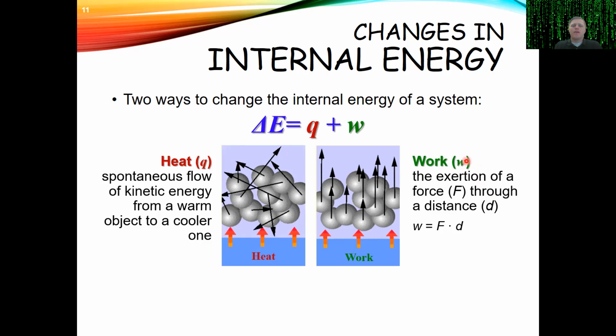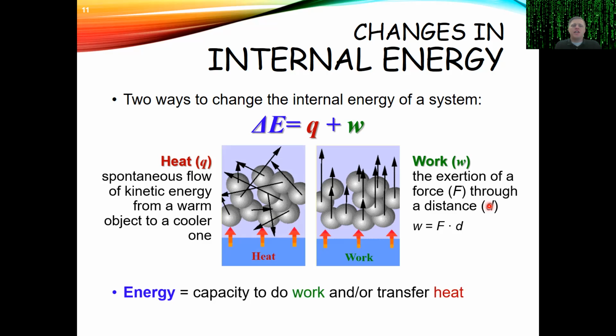Work, which we define as W, which is nice and convenient. Work is the exertion of a force through a distance. So if I have a block on the ground and I apply enough force to move it 3 feet, then my work would be the force I push against the block times my distance. So we often describe energy as our capacity to do work and or our capacity to transfer heat. Okay?